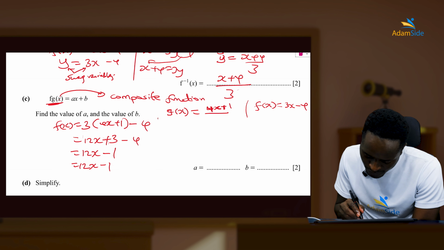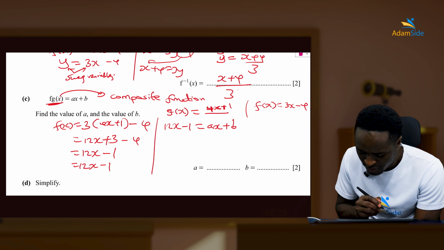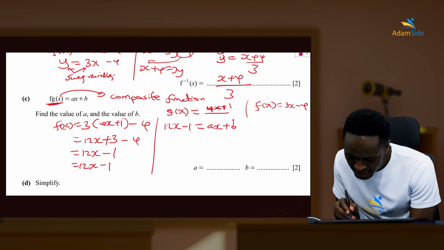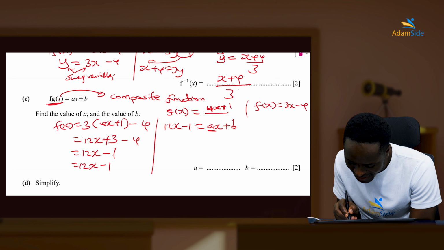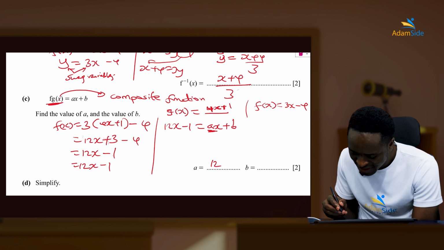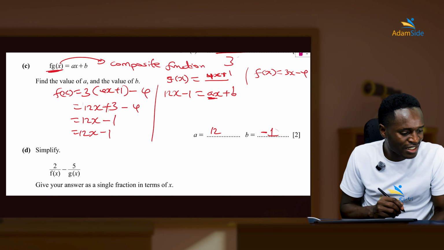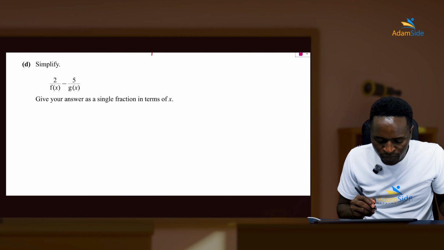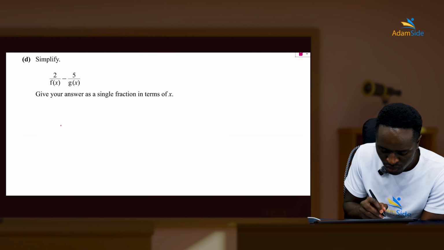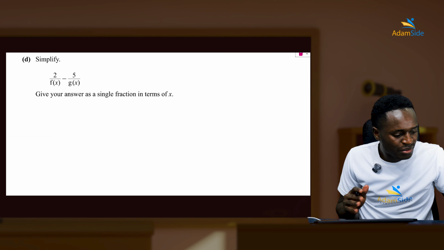Now, this they say 12x minus 1 is equal to ax plus b. So remember, it's the coefficient of x and b. So what will be the value of a? The value of a will be 12, and the value of b will be negative 1. And you get your marks as that. Then we go to simplify 2 over f of x minus 5 over g of x. It is normally a long question. Maybe it can be a 3 marks question.